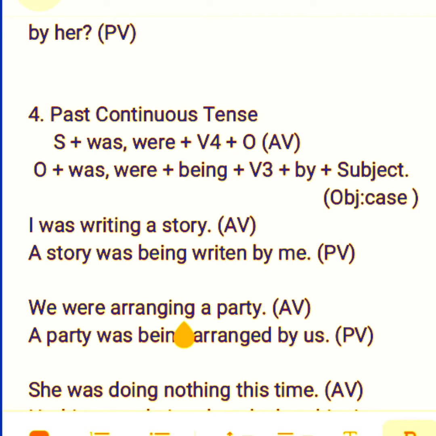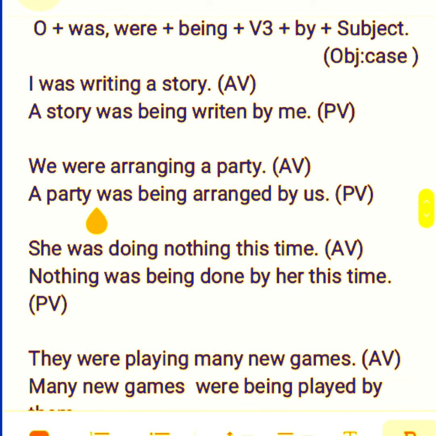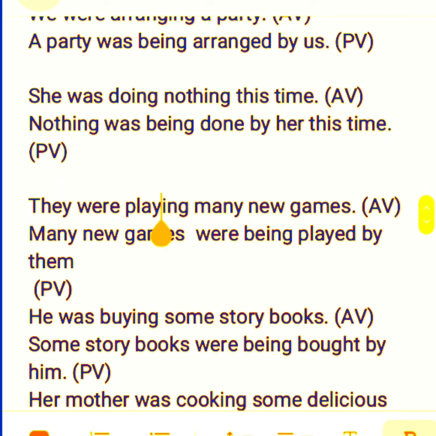We were arranging a party. A party was being arranged by us. She was doing nothing this time. Nothing was being done by her this time. They were playing many new games. Many new games were being played by them.